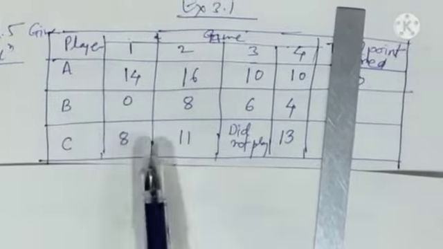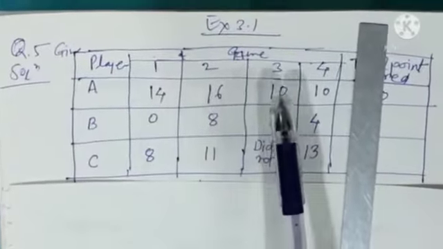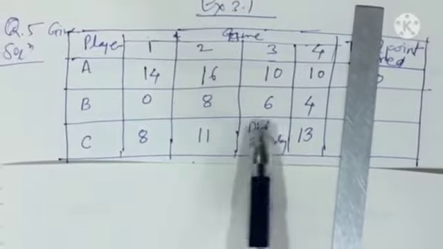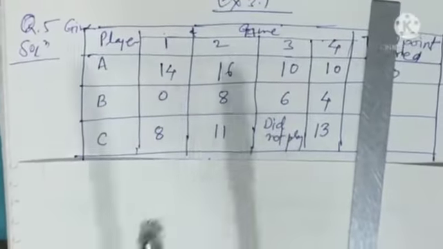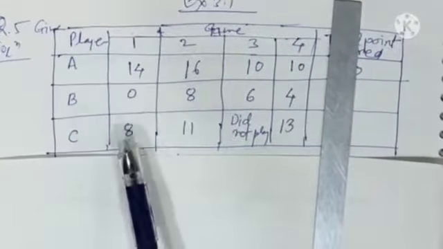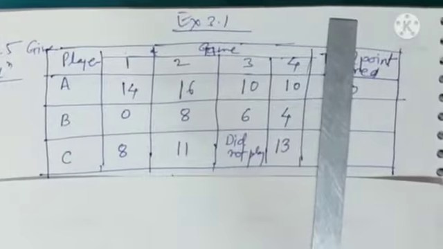Player C plays 3 games. He does not take part in game 3, so here he did not play. Okay, he takes part in 3 games, 1, 2 and 4, and scores 8, 11, 13.